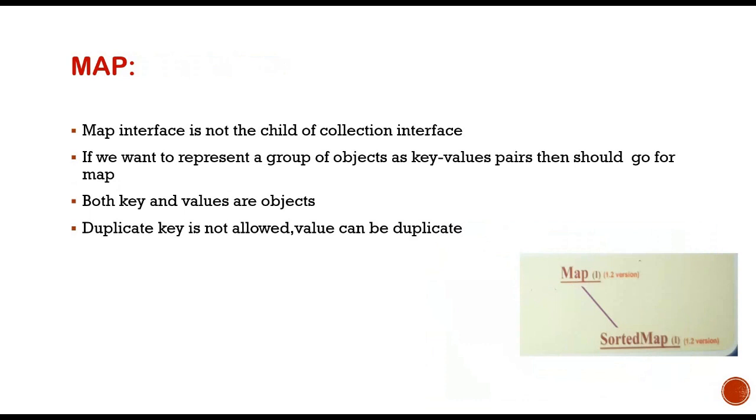Map. Map interface is not the child of a collection interface. If we want to represent a group of objects as key value pairs, then we should go for a map. Both keys and values are objects. Duplicate key is not allowed. Values can be duplicated. Under the map, we have sorted map and navigable map.